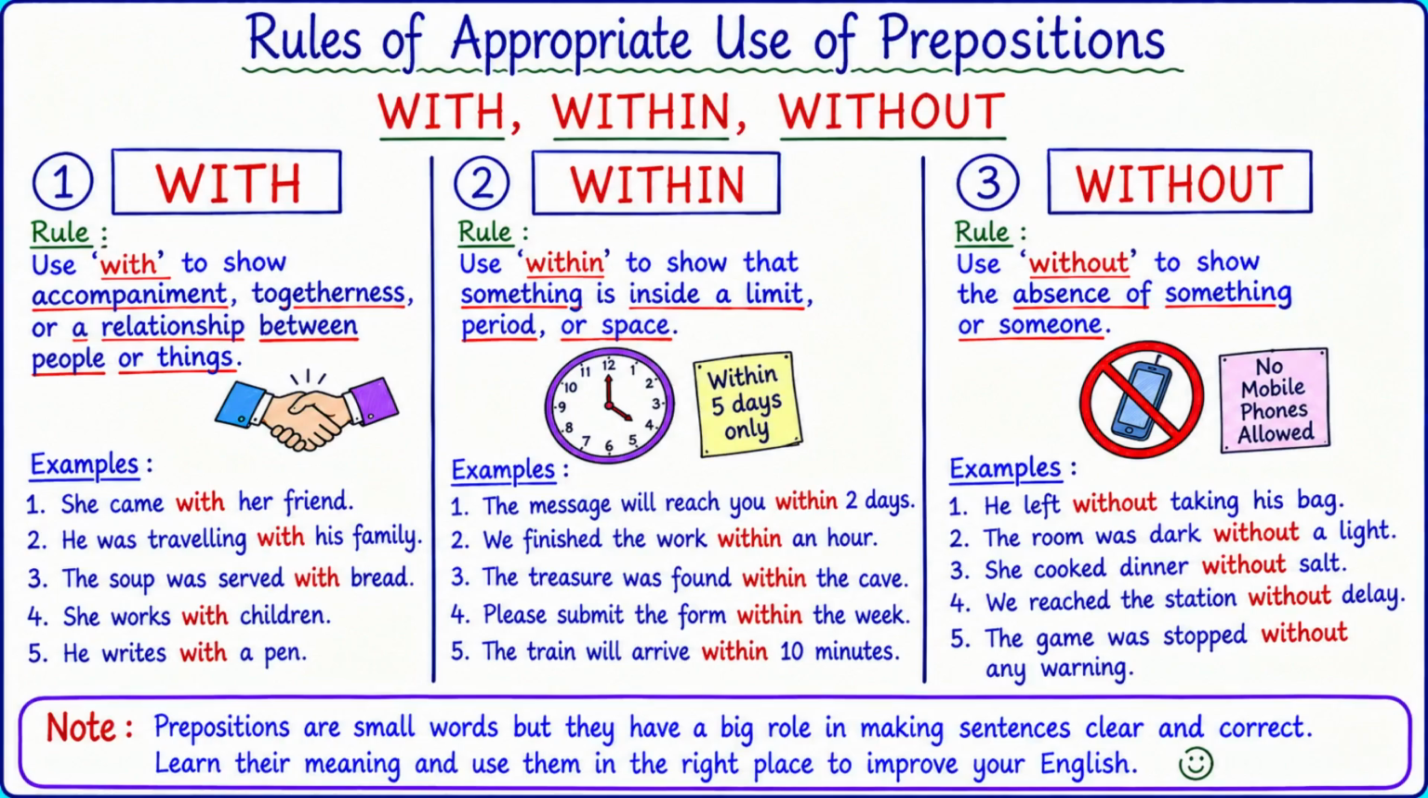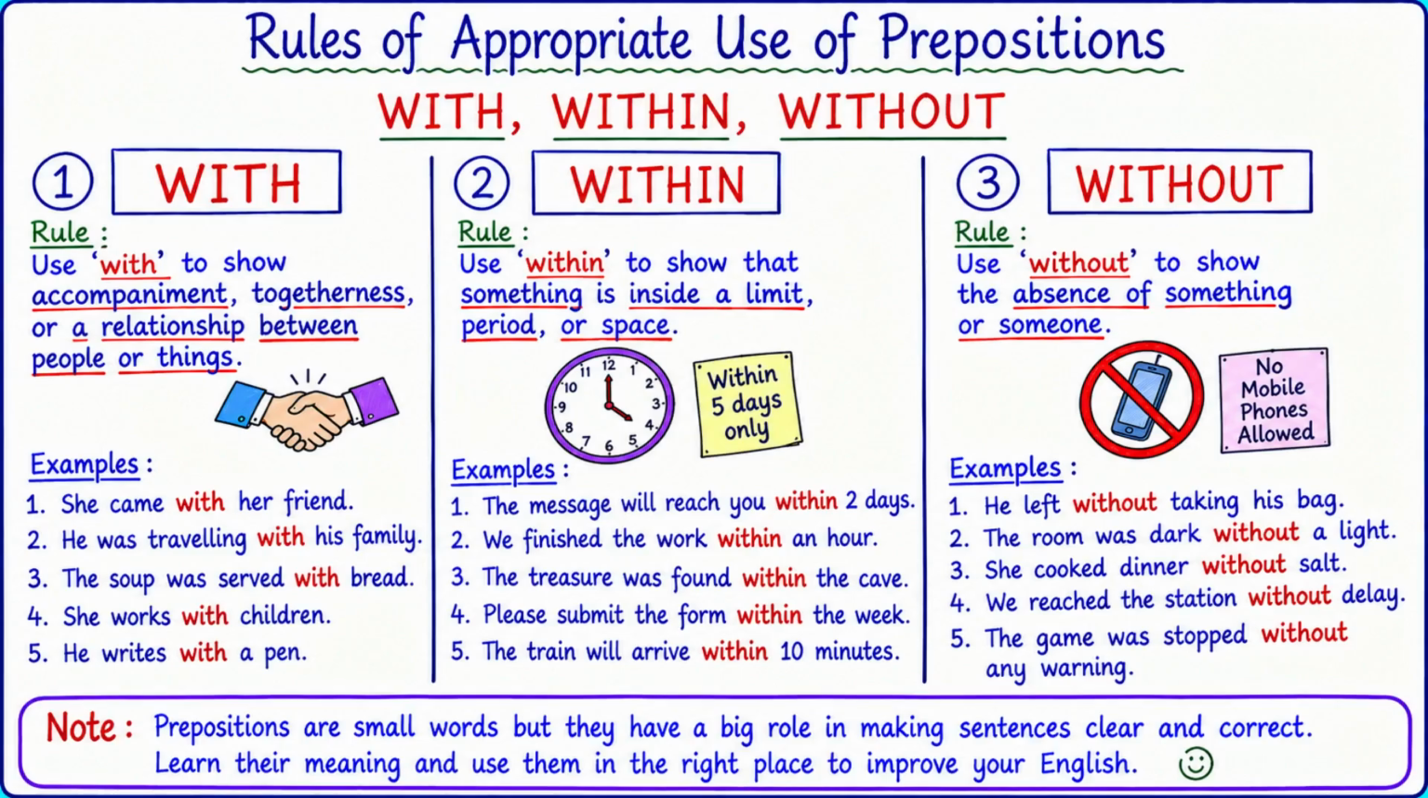Quick revision. Now let's quickly revise the 3 prepositions. With shows companionship, association, togetherness or the instrument used for an action. Within shows something inside a limit, boundary, space or period of time. Without shows the absence of someone or something. Let's compare them with 3 simple sentences. She came with her friend.